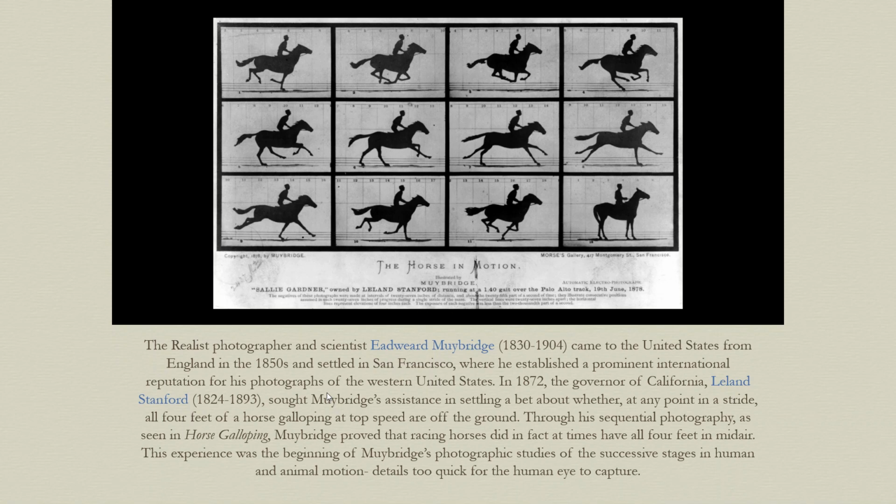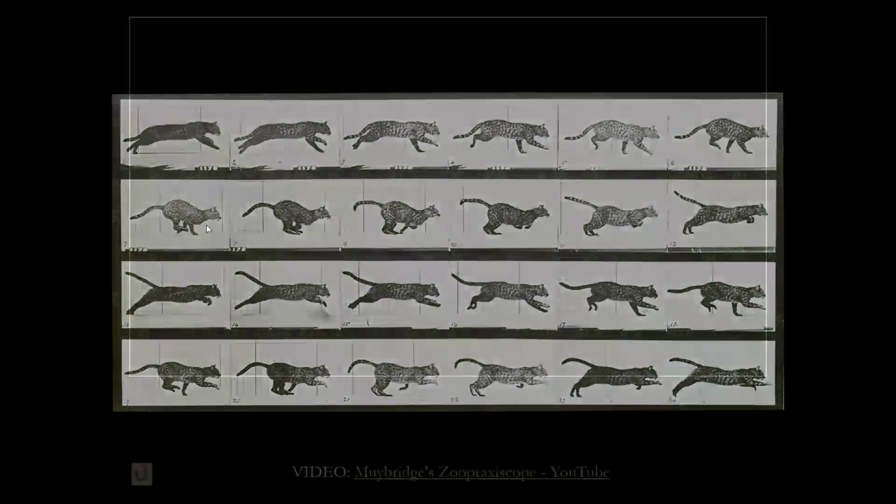This is something that can't be seen with the naked eye, so people didn't know the answer to this. And so he developed a system of sequential photography as seen in horse galloping. And he proved that racing horses did in fact at times have all 4 feet in midair. This experience was the beginning of Muybridge's photographic studies of the successive stages in human and animal motion, details too quick for the human eye to capture. And I have a video about how he did this, so just watch and we'll talk about it.